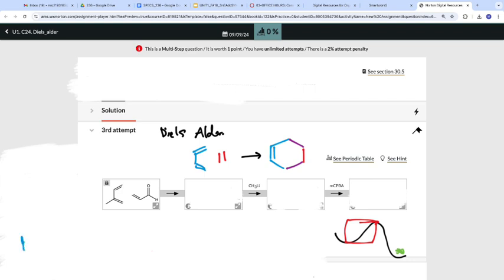Trying to decide how I want to draw it. I think we're just going to do it this way, whether I'm happy with it or not.